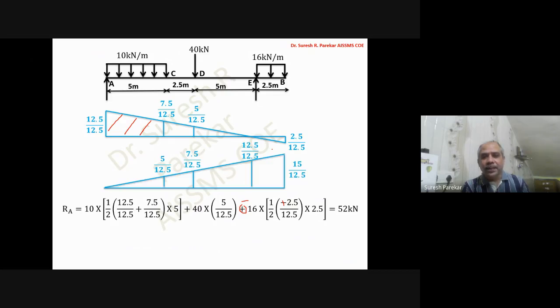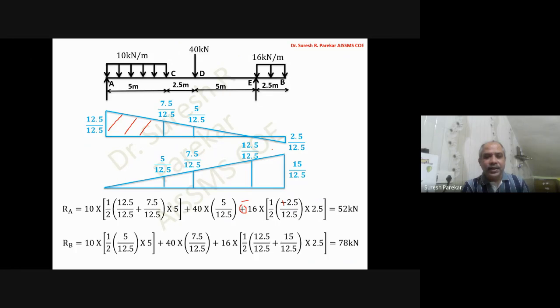Now you can go for RB, and in this case we have RB that is equal to, then you can see this is 1 half. Now we have triangle, so directly we have 1 half base into height. So 10 into 1 by 2, 5 by 12.5 into 5 this distance. Then 40, 7.5 upon 12.5, and then we have to consider this area. Now these are in opposite direction, so we have to consider it as plus. So we have taken this as 16 into this one, that is half 12.5 upon 12.5 plus 15 upon 12.5 into this distance 2.5, which will be 78 kilonewton.